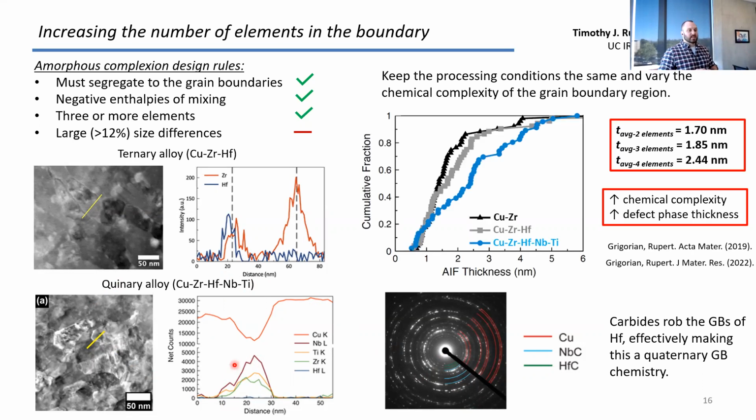But we can repeat those experiments and measure the distribution of complexion thicknesses, and what we see is a really interesting trend. This black data is our binary, the gray is our ternary, and the blue is our sample that has a quaternary composition at the boundaries. As we go from 2 to 3 to 4, we go from an average complexion thickness of 1.7 to 1.85 to 2.44. So as we increase chemical complexity at the grain boundary, we monotonically increase the complexion thickness as well.